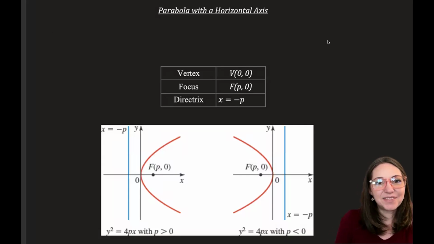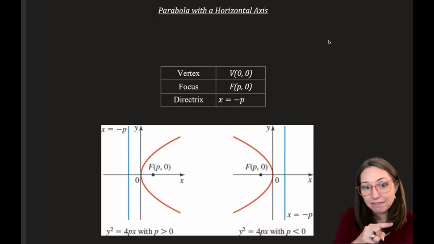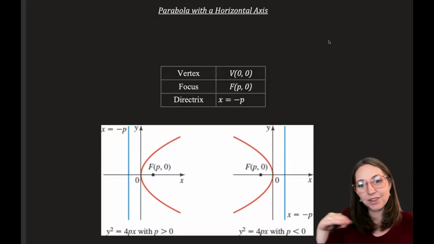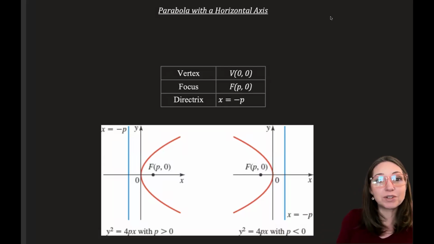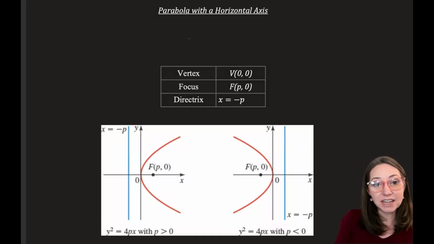Hi y'all. In this video, we're going to look at parabolas that open right or left. That is, they have a horizontal axis. Specifically, we're approaching this from a conic sections lens, and all of the parabolas in this video will be centered at the origin. As we derived in a prior video, parabolas of this type have the form y squared equals 4 times p times x.